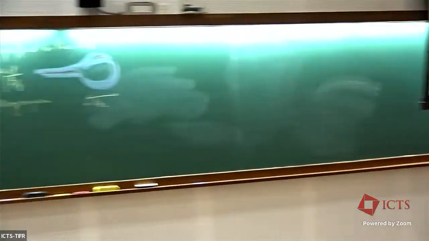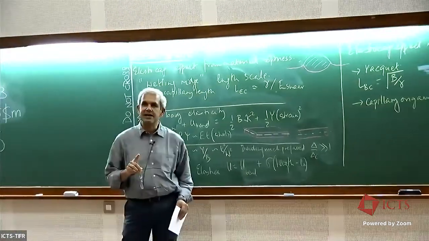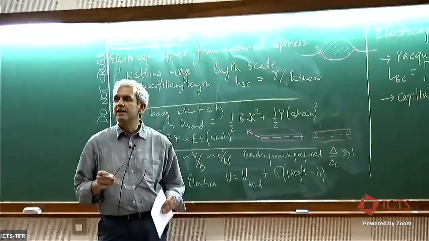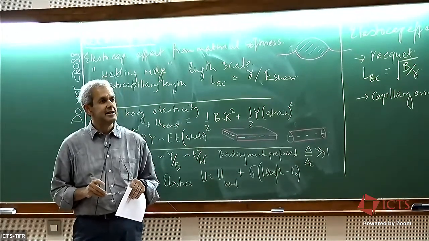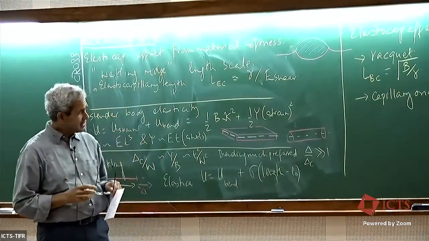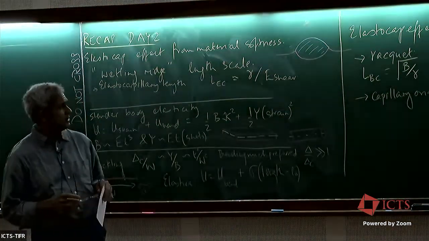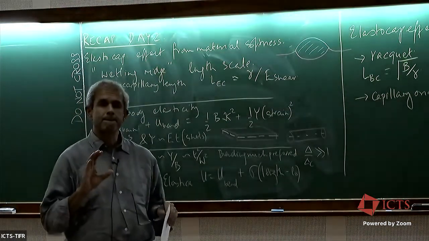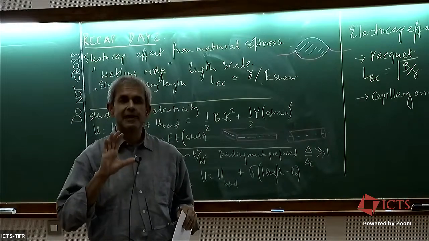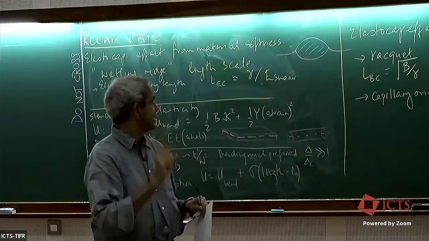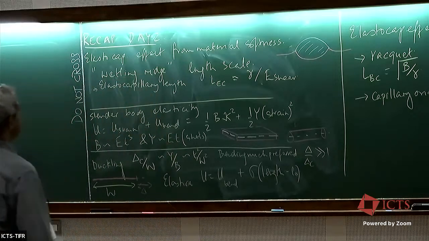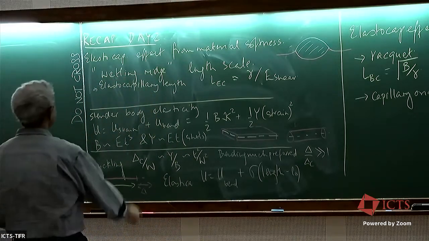We talked about our first type of elastocapillary effect. In day one, we mainly spent talking about capillarity. And the first thing we talked about yesterday was this sort of elastocapillary effect that comes from the softness of the material, right? In particular, we talked about this thing called a wetting ridge.